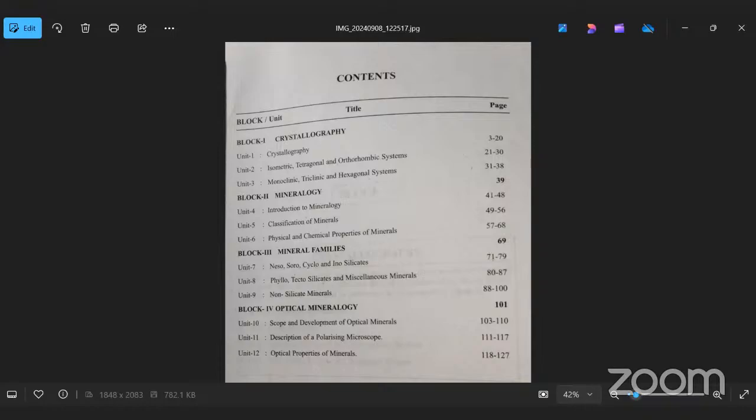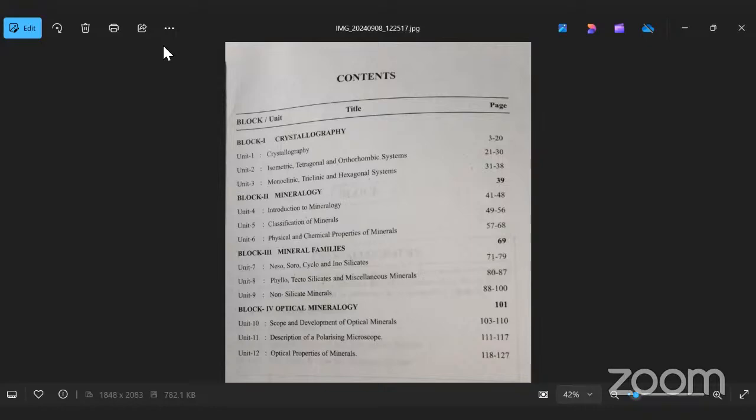Here you can see it is providing the content page, which has four blocks. This is block one, crystallography. It explains the formation of crystals and the classification of crystals. Here we are going to discuss the definition of crystals in crystallography.